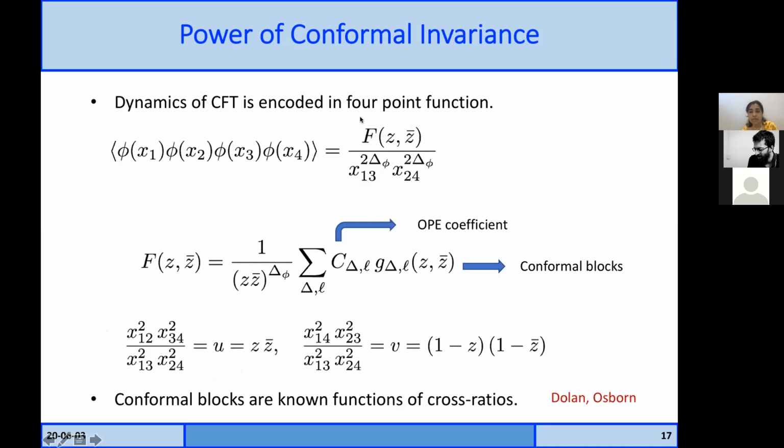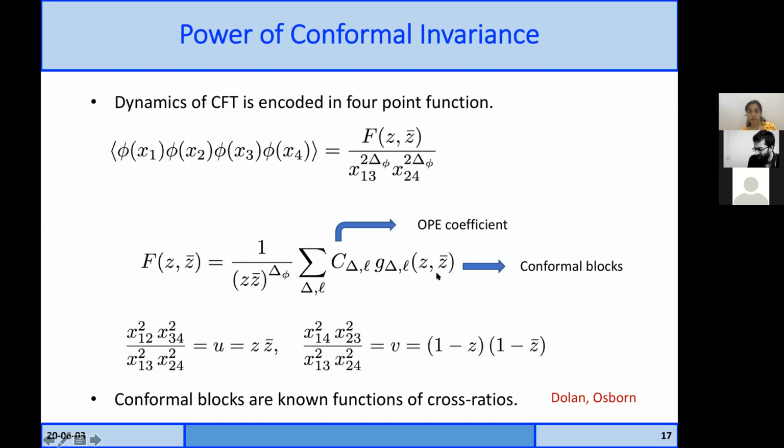So the 4-point function is given in terms of this expansion. As you can see here, there is a sum over delta and L. So this sums over the entire spectrum. This delta and L are the intermediate operators getting exchanged in any given process, and these G's are the conformal blocks.